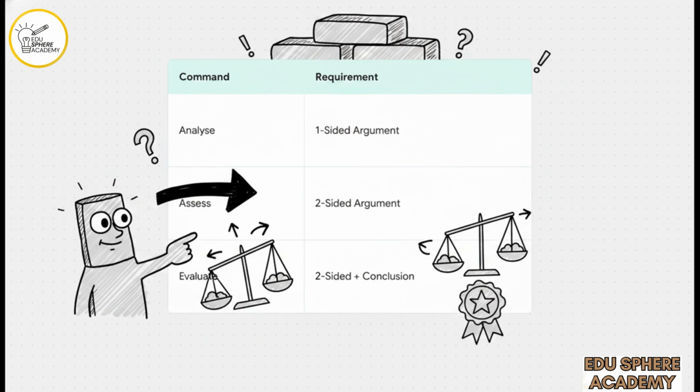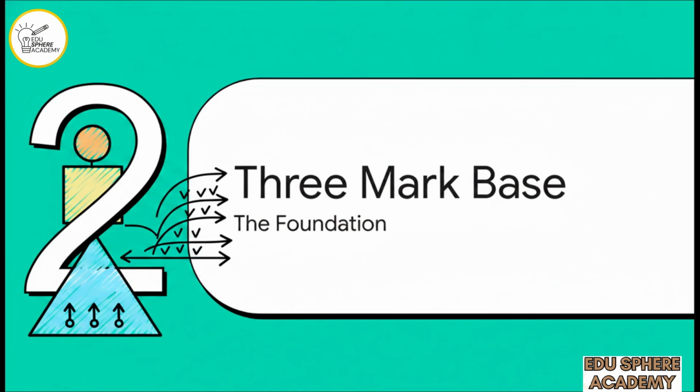None. And evaluate, well, that's the big one. That requires a two-sided argument plus a final, fully supported conclusion. You've got to memorize these command terms. It's the best way to stop losing marks by writing conclusions where they aren't rewarded or totally missing them where they're mandatory. Moving on to part 2, the 3-mark foundation.